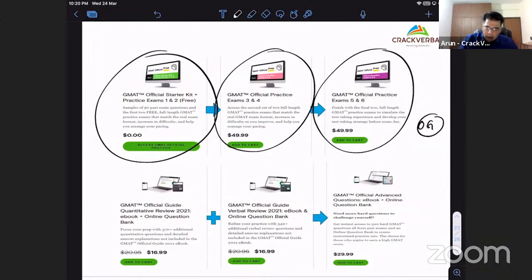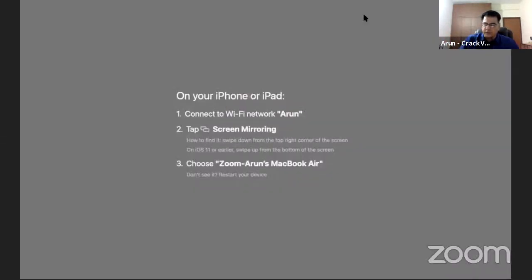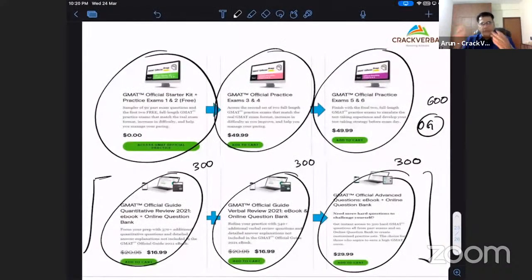And for that, I would also suggest the quantitative review, verbal review, and if required, the advanced questions, right? This resource, the OG, has about 600 questions. The others have, I think, about 300 questions each. So all put together, the maximum that you need is about 1,500 questions. If your scores are not going to improve in 1,500 questions, trust me, they will not improve with even 15,000 questions. And the point I'm trying to tell you is: learn, analyze, apply, repeat.